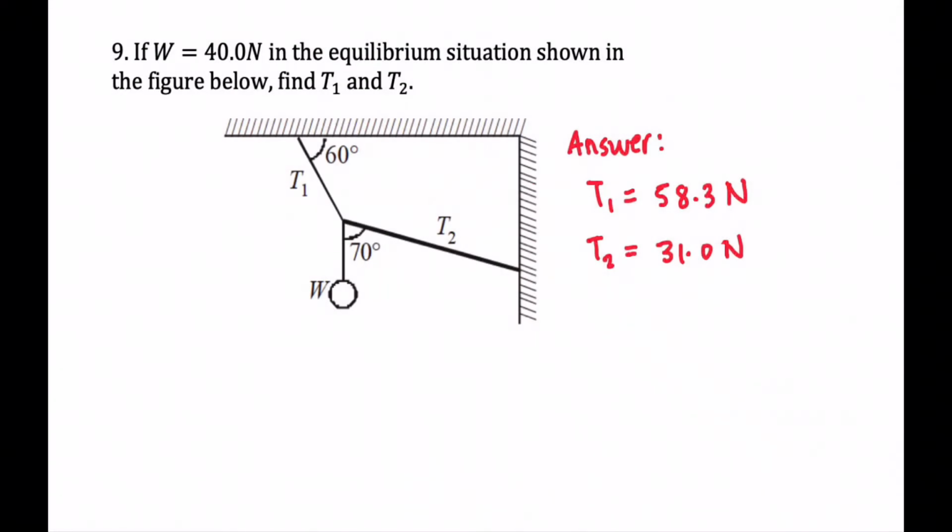So here is the problem. If W is equal to 40.0 Newton in the equilibrium situation shown in the figure below, find T1 and T2. Now in this example, T1 and T2 would be different mainly because the angles associated with these tensions are different. So you should expect T1 and T2 to be of different values. In fact, we are already given that T1 is 58.3 newtons, whereas T2 is 31.0 newtons.